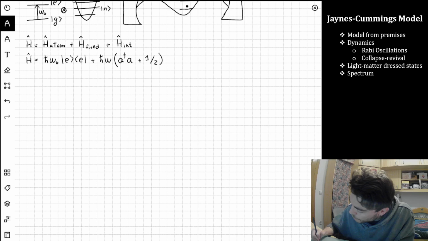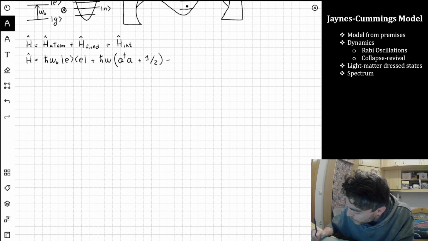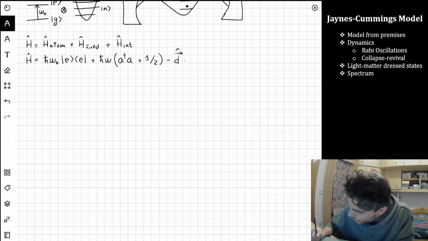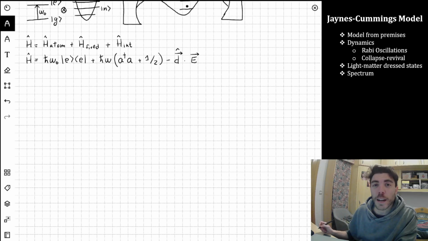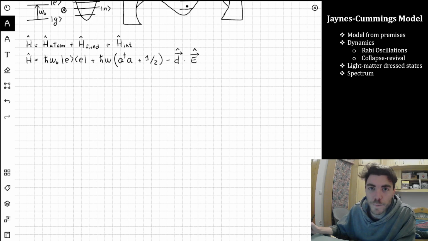And now we have the Hamiltonian of the interaction. The Hamiltonian of the interaction we saw in the semi-classical model can be written as the atomic dipole moment, D, dot product with the electric field. In the semi-classical model, this electric field was a classical function, as I wrote it right here. But right now we know that in the quantized version, this is a quantum mechanical operator.